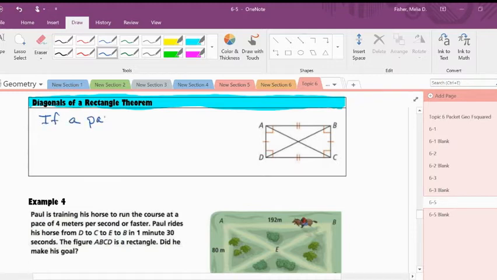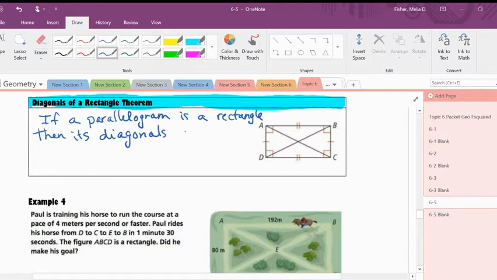If a parallelogram is a rectangle, then its diagonals are congruent. That means that AC is congruent to BD.